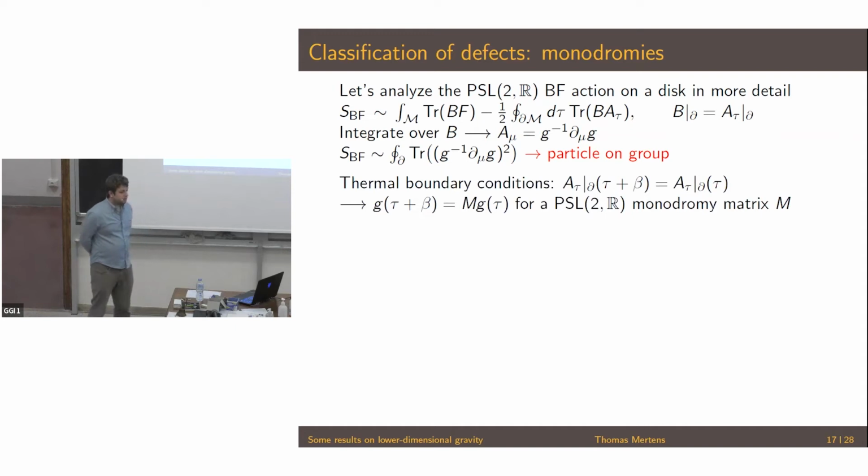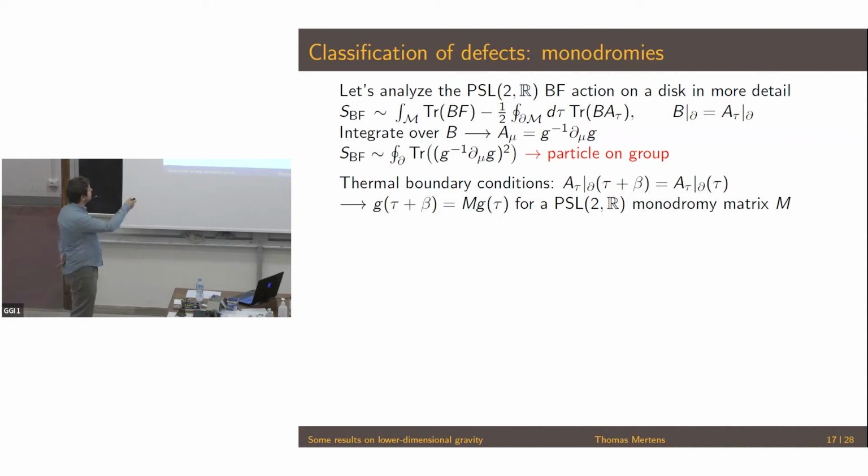Now, if we implement thermal boundary conditions here, so on our gauge connection, we make it periodic along the thermal circle. But if you demand that the tau component of the gauge field is periodic along the thermal circle, this still leaves an ambiguity for this field G, this group element that we have defined in this way, in the sense that G of tau plus beta can be M times G of tau for an arbitrary SL2R monodromy matrix M.